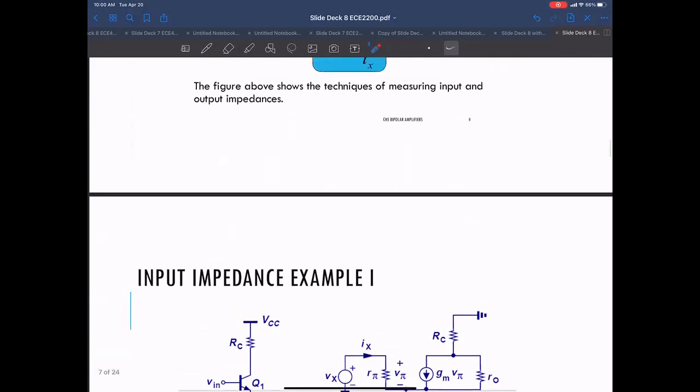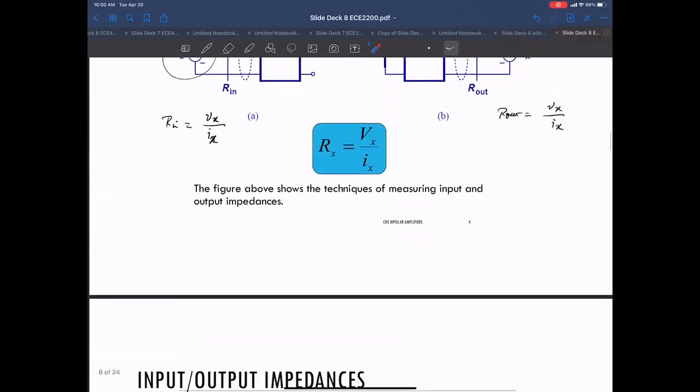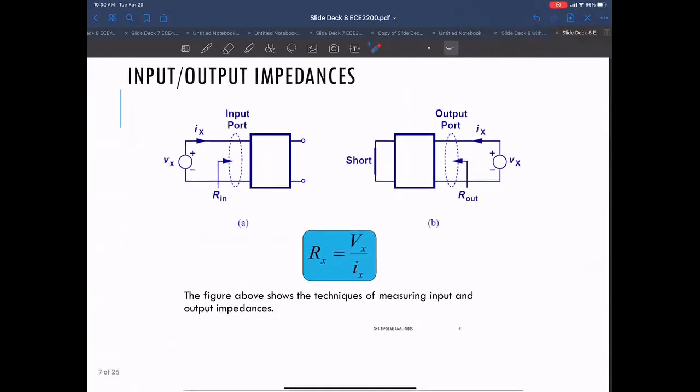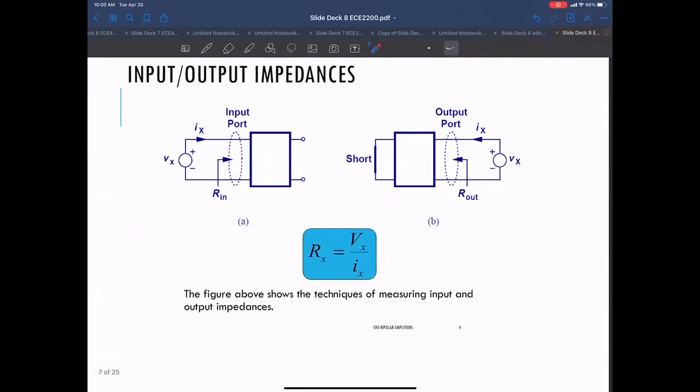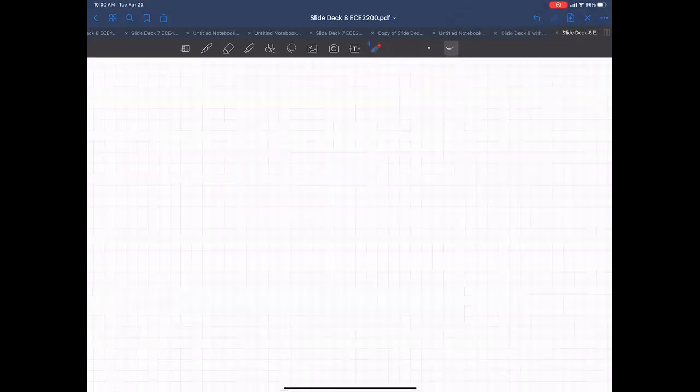Let's have an example here. I'm going to work it out. Let's do what current template? Nope, wrong one. Sorry, guys. Got the wrong template added. Let's say squared paper is what I want. Okay.